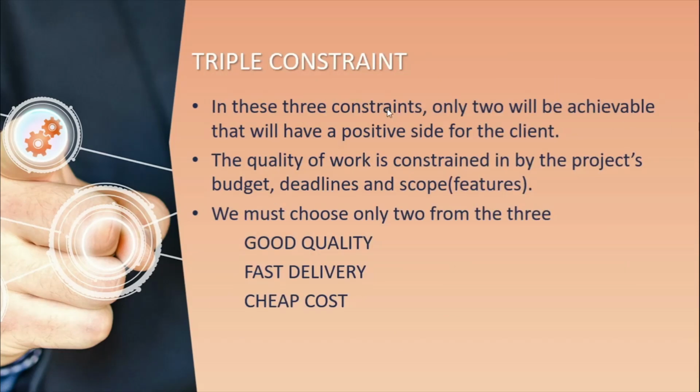The scope triangle is also called triple constraints, and only two of the three constraints can be achievable that will be positive on the side of the client. We can see here that the quality of the work will be constrained by the project's budget, deadlines, and scope or features. The client can only choose two from the three constraints: good quality, fast delivery, or cheap cost.